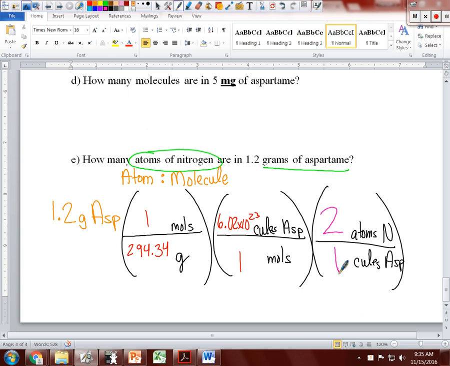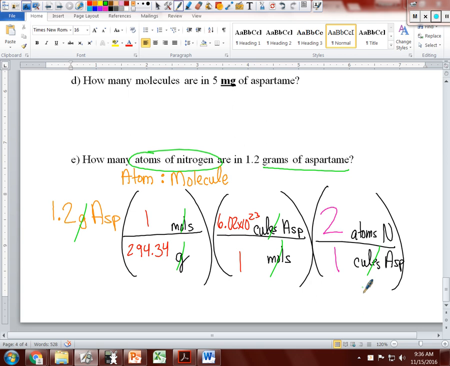So that last step is the challenging part of knowing what to do. So what you're really trying to figure out is, number 1, do my grams cancel? Yes. Do my moles cancel? Yes. I can't stop here, so I got to cancel it. So molecules of aspartame cancels, and I can go from aspartame to nitrogen simply because is nitrogen a part of aspartame? If it had asked about phosphorus, could you do this problem? That makes absolutely no sense because phosphorus is not a part of aspartame.